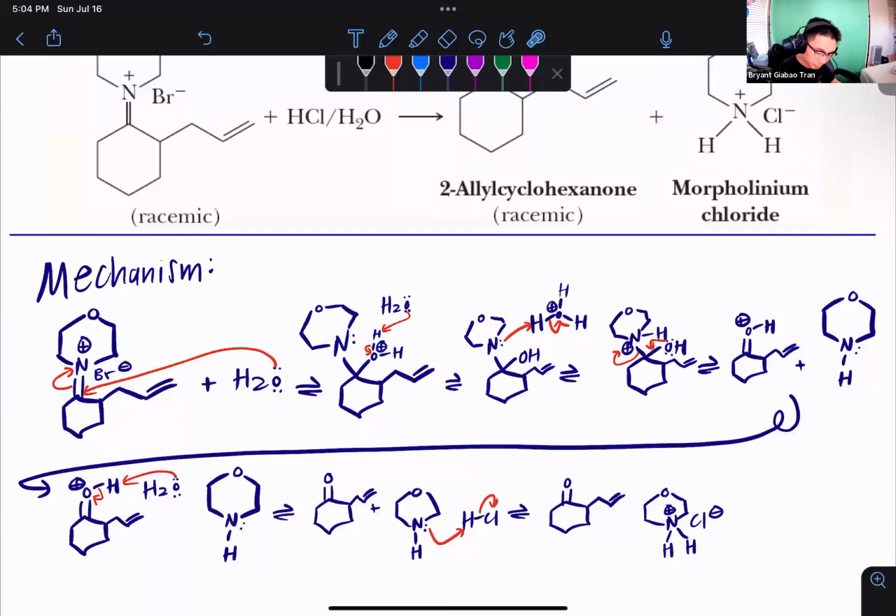So first, I just deprotonated this water group to make it neutral into the alcohol because we want it to stay. And then I protonated this nitrogen group to give it a positive charge. And that's a good leaving group now.